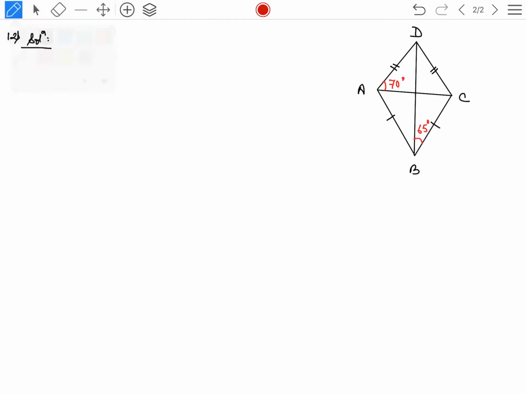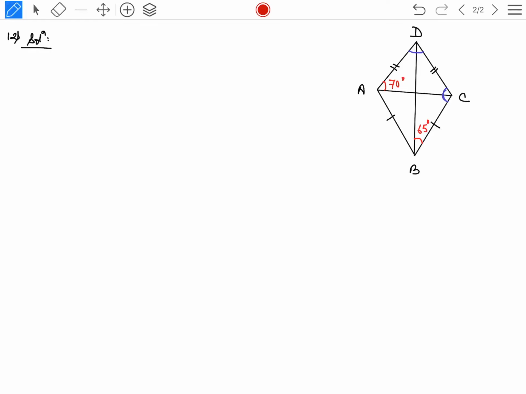Now what you need to find? You need to find angle BCD. BCD, that means this angle you need to find. Okay, and you need to find angle ADC. ADC, this angle. Okay, so this is the sum. The angles marked with red are given to us, then other two angles we need to find.